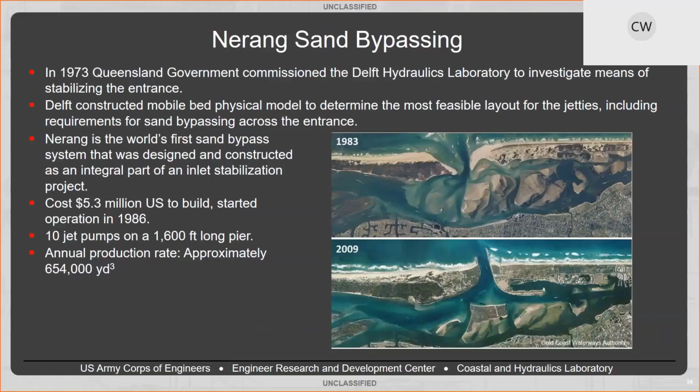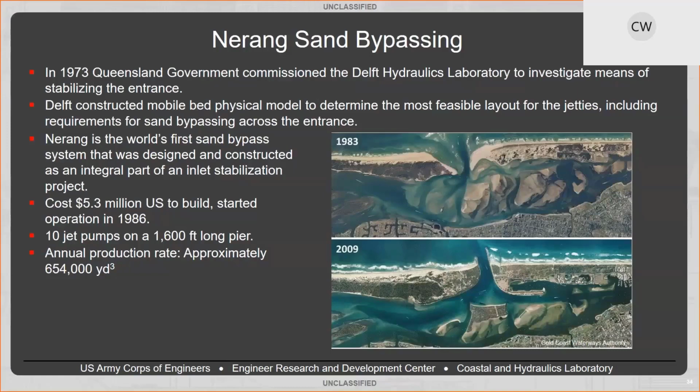So just some background information. The 1983 aerial image of the Nerang system shows that it's a pretty complex tidal inlet. In the 1980s, significant construction was performed, lots of seawalls, jetties, and the sand bypass system was installed. And so they've effectively gained some degree of control over the navigability of the inlet here.